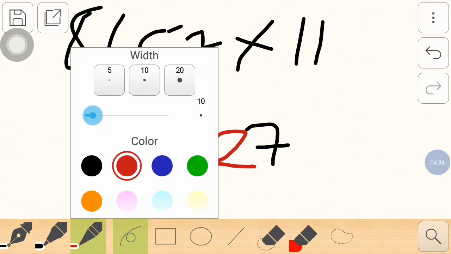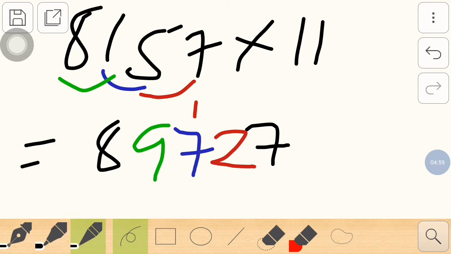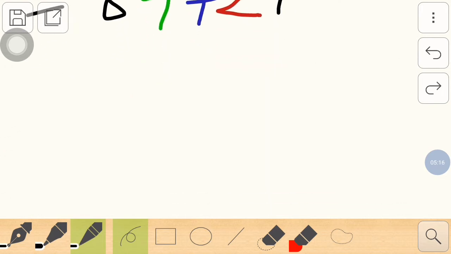We move on to the next pair, that is 5 and 1. 5 plus 1 is 6. But because of the 1 that was carried over, we get the answer for that one to be 7. And later we move on to the next pair. The next pair is between 8 and 1. 8 plus 1 is 9. And since there is no other number to pair the 8 with, we drop the 8, giving us our final answer as 89727. You can pause the video and see how you're going to do about this one.